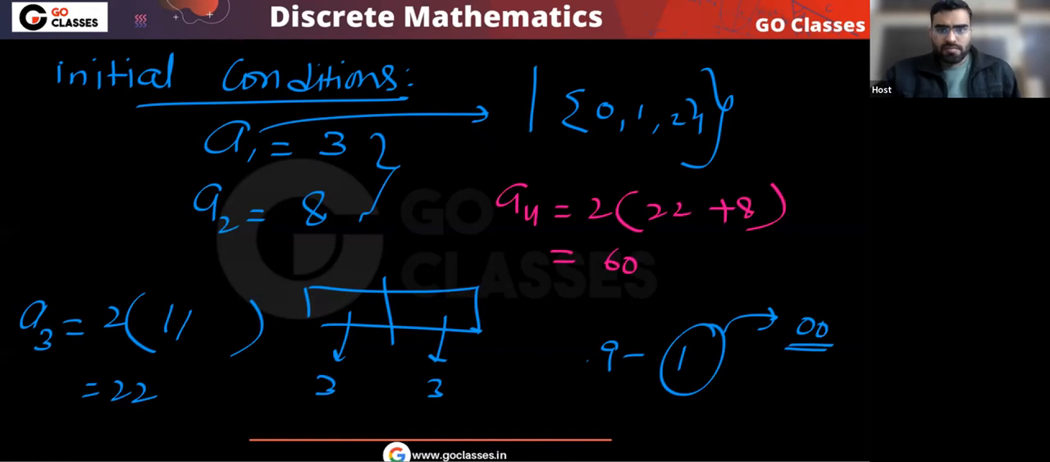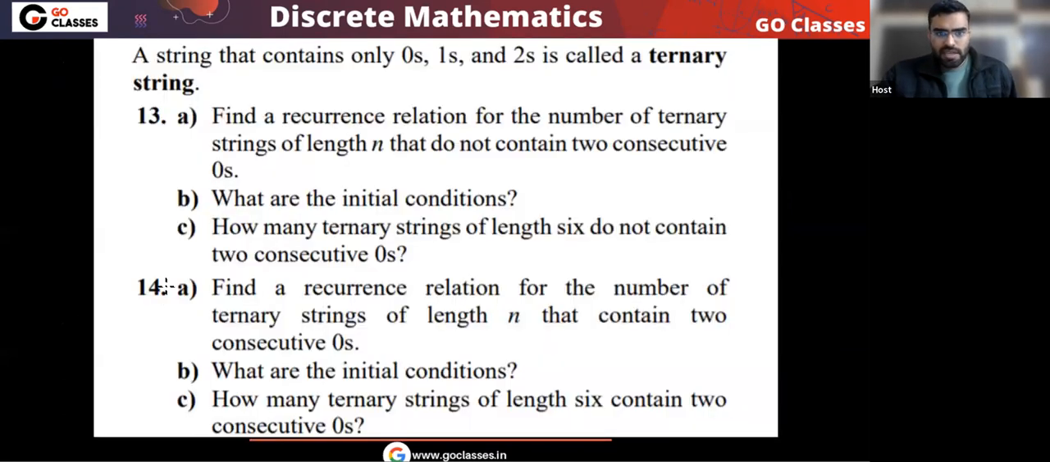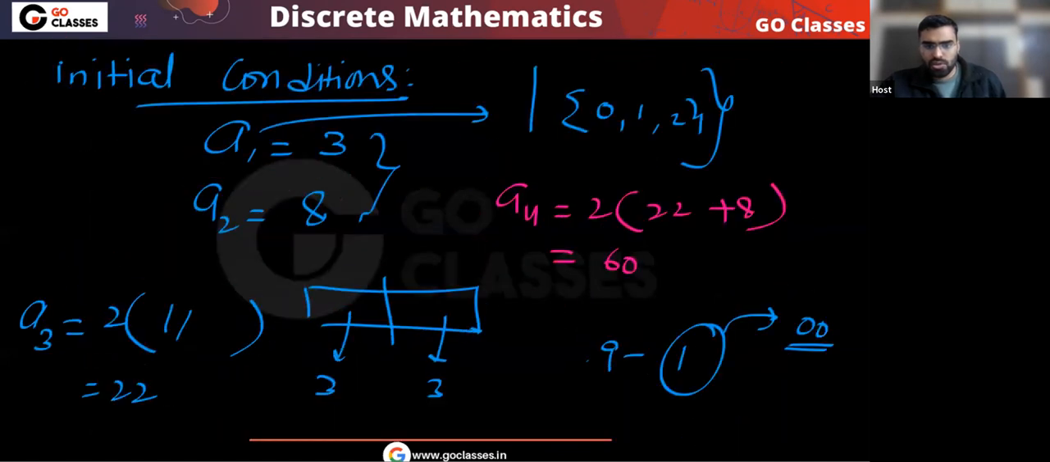Is this clear to everyone? Okay, so like this. Can you tell me what is the answer for 14? Find a recurrence relation for the number of ternary strings that contain consecutive zero. Can you try?